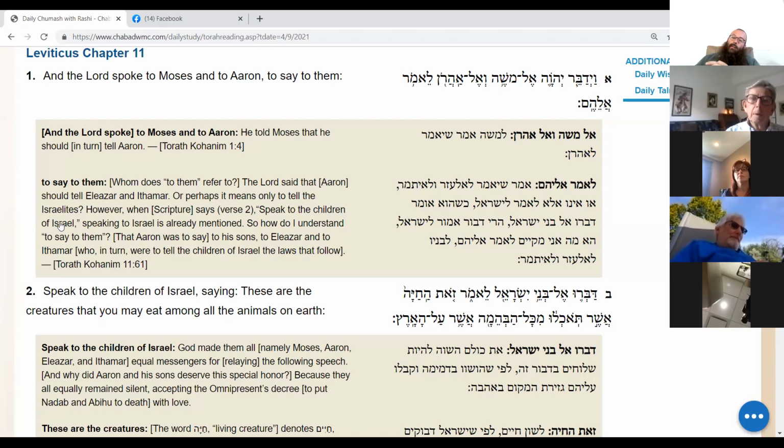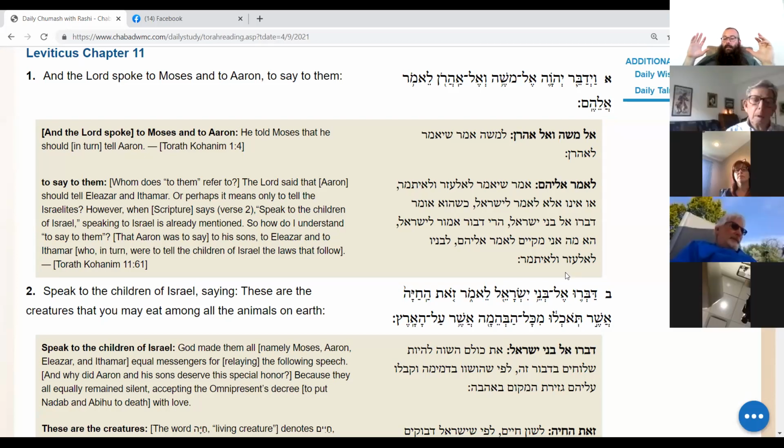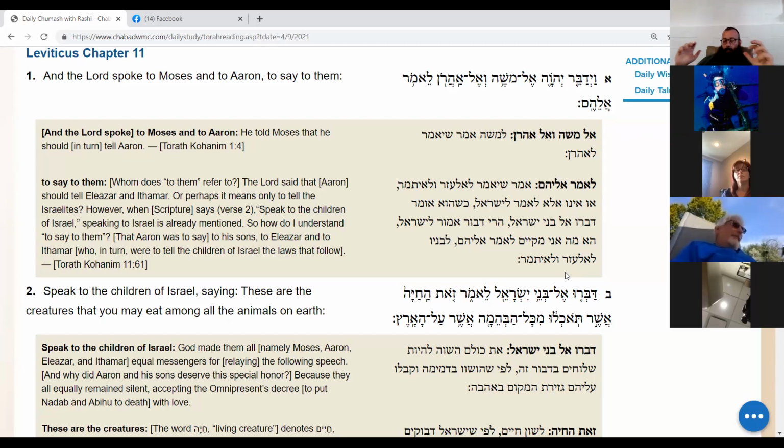So it's unique. The first people with the information, like reporters in the news, who got the scoop? Out of respect for these people, Moses and his brother Aaron, and Aaron's two children, Elazar and Itamar, they will be the ones to get the information first. Why did they merit it?